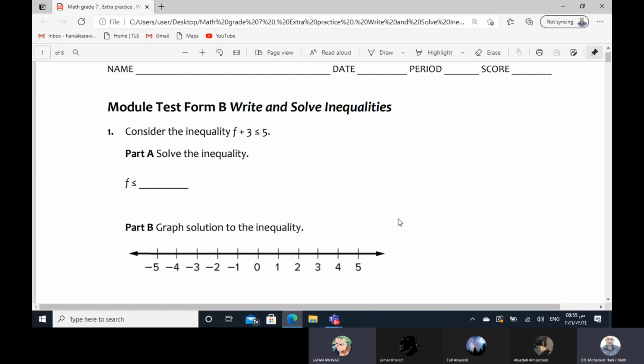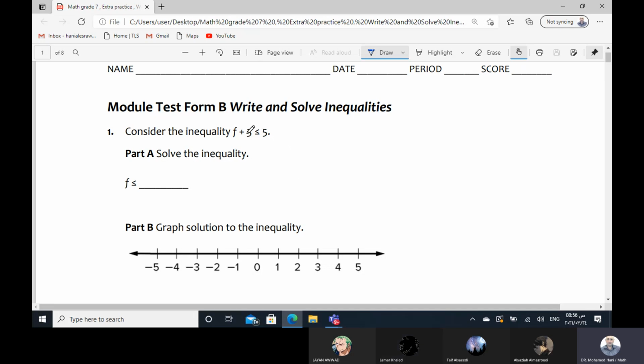F less than or equal to. Okay, thank you. Who has different answer? Mister, will it equal f less than 2? Less than or less than or equal? Less than or equal to.